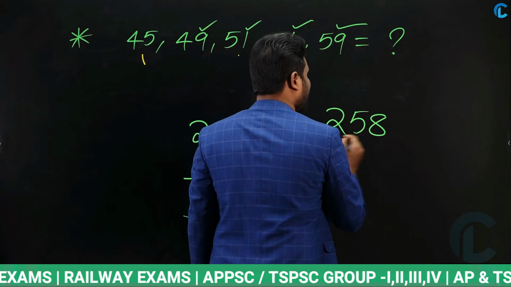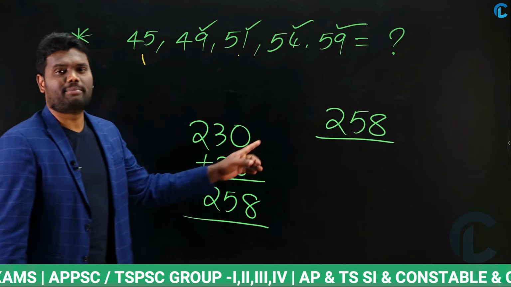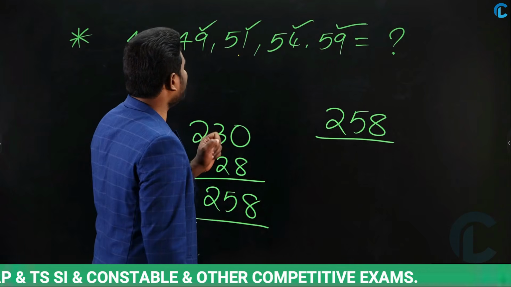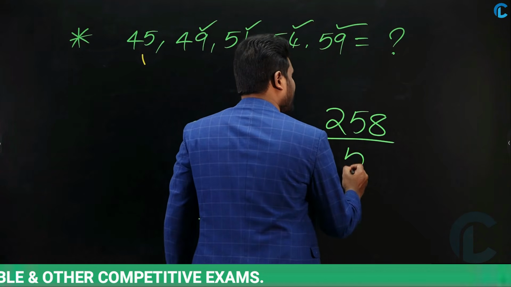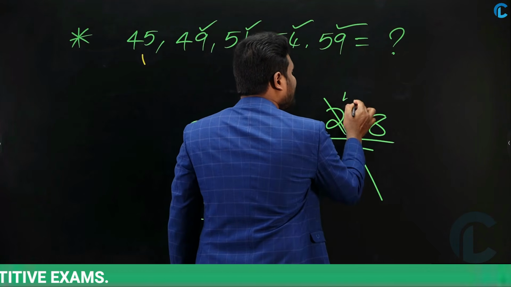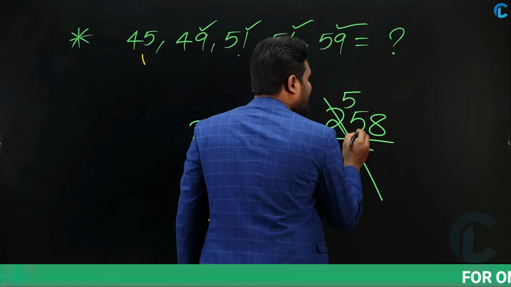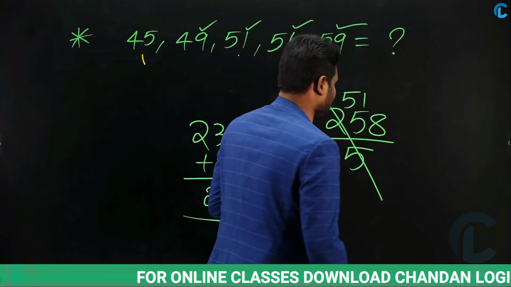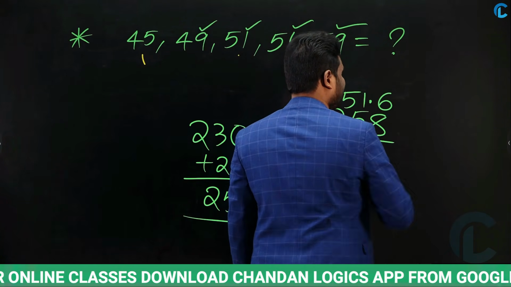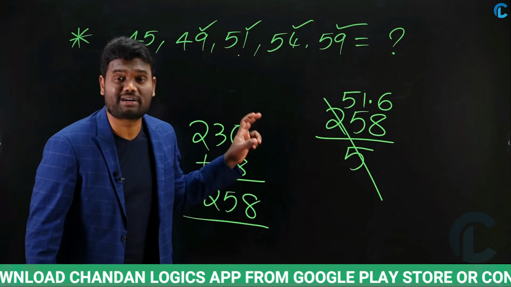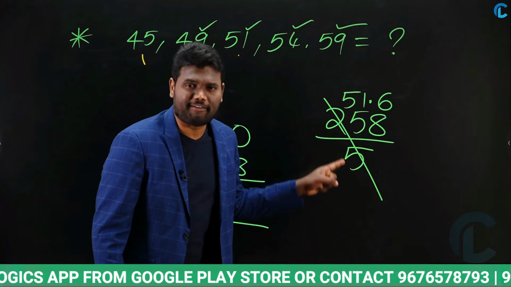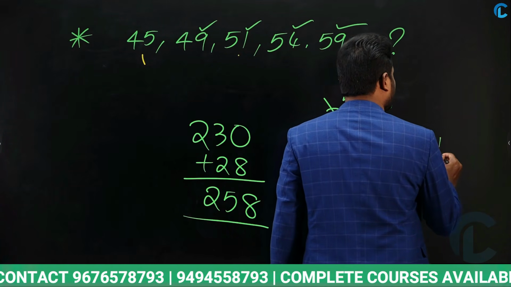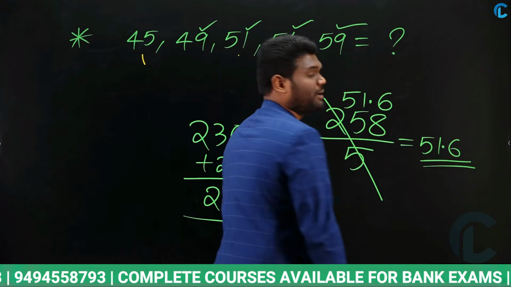But we need to calculate the average. Average is nothing but the sum of numbers divided by the number of numbers. How many numbers do we have here? Total 5 numbers. So divide by 5. 25 goes here 5 times and 8 goes 1 time, and how much remainder is left? 3 remainder, 3 by 5. 3 by 5 is nothing but 0.6. We already discussed this in our percentage class. Yes or no? 3 by 5 is nothing but 0.6. So we can say the average of these numbers is 51.6.